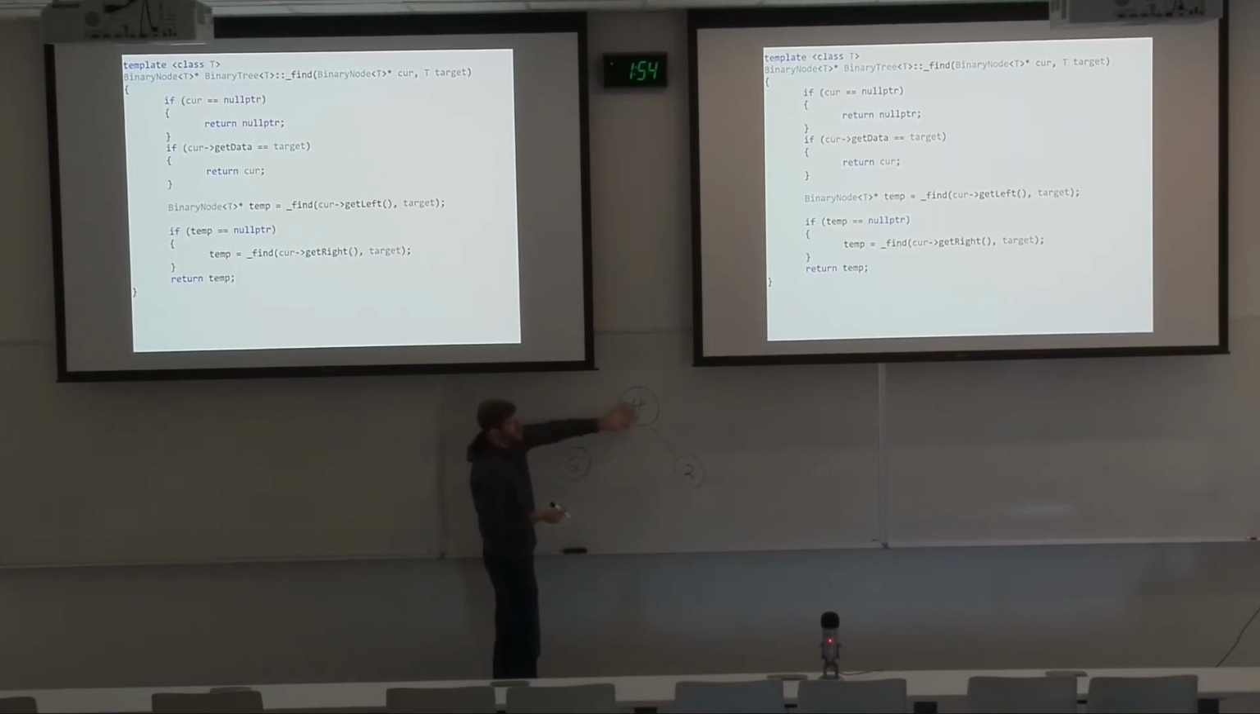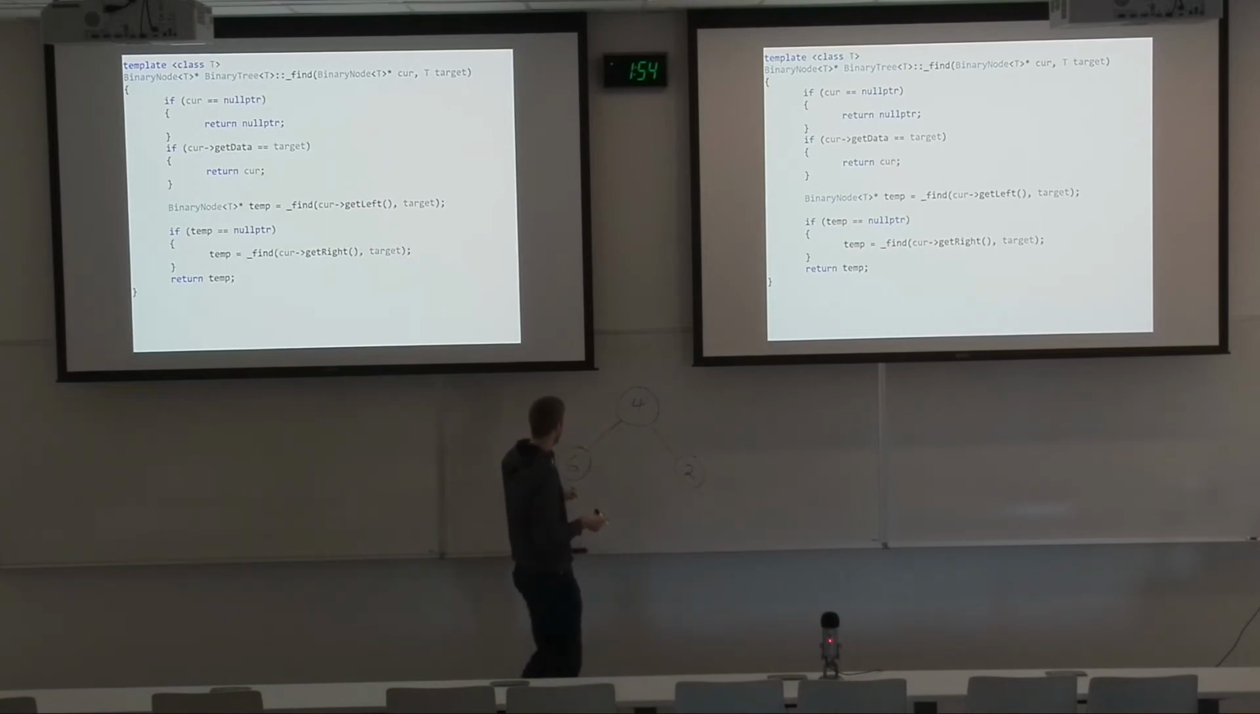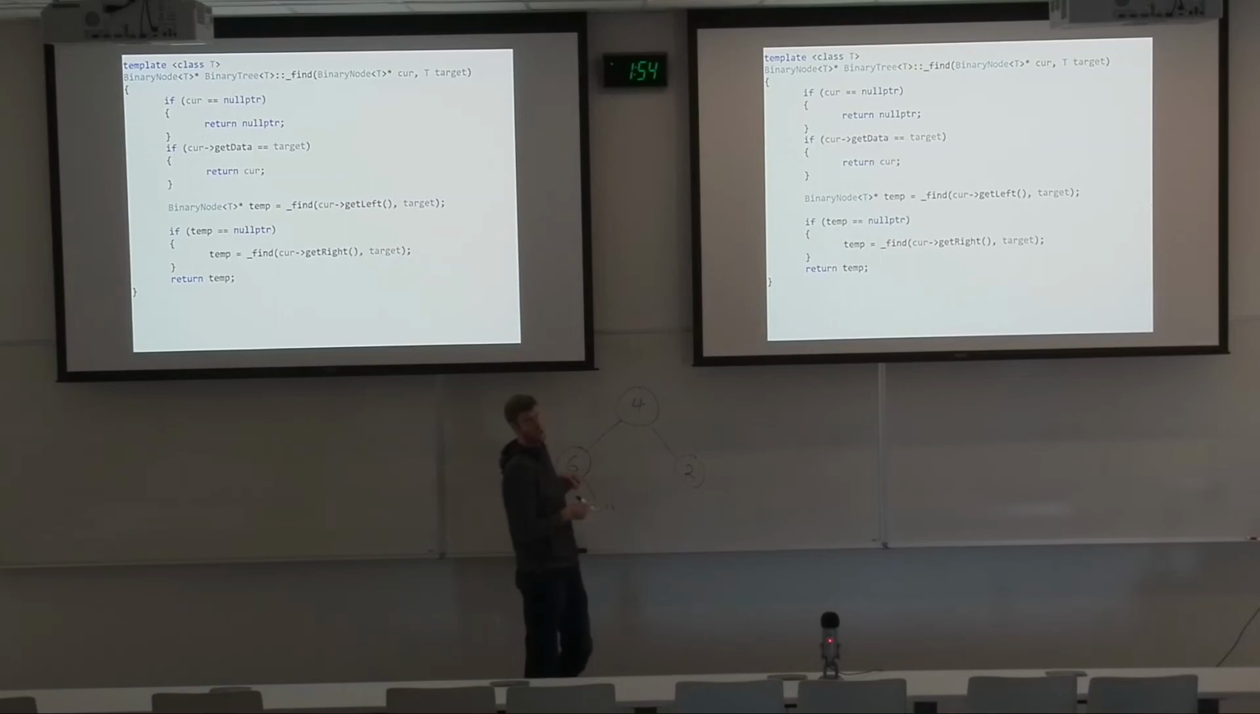Is 4 equal to 2? No. Okay, great. Then I say, call find on left. On get the left. So I call find over here. Is this a null pointer? No. Is 6 equal to 2? No. Call it on left. Go down here. Is this a null pointer? Yeah. Return null pointer. Great. So now temp is equal to null pointer in our example.